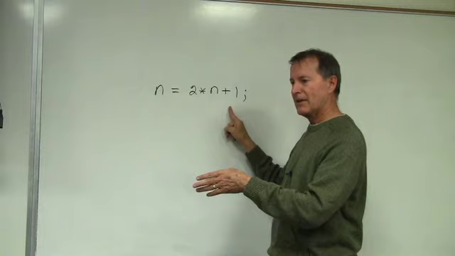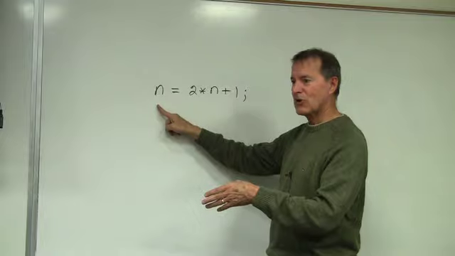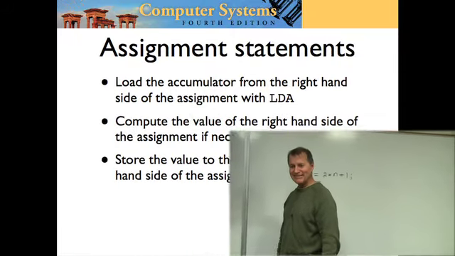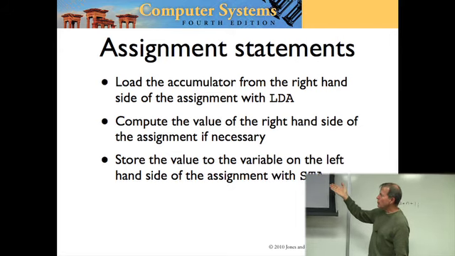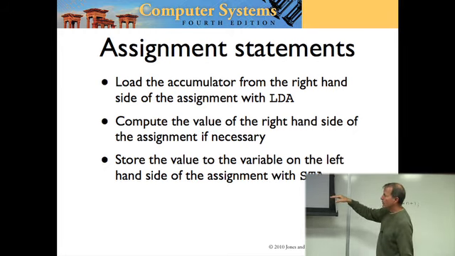And then what would you do? Add immediate 1. And then do what? Store it back into n. So that's the recipe. Oh man, you guys, this is so natural. You guys are good. So here's the recipe for assignment statements. You load the accumulator from the right-hand side of the assignment with an LDA, the mnemonic for load accumulator. Then you compute the value of the right-hand side of the assignment if necessary. Here the computation would be times 2 and then plus 1. And then you store to the variable on the left-hand side of the assignment with store accumulator.